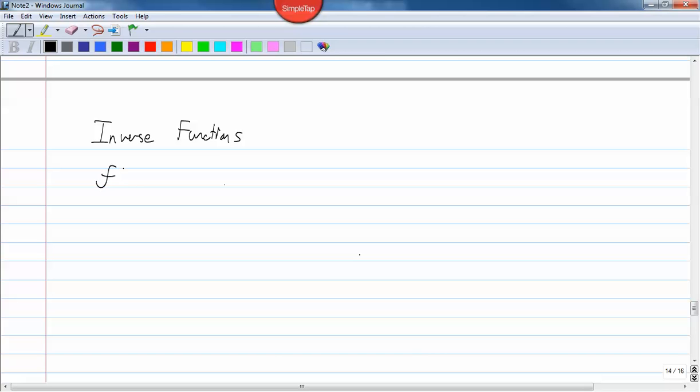So if we have two functions, say f of x and g of x, those two functions are inverses of each other if f of g of x is equal to x and g of f of x is equal to x.